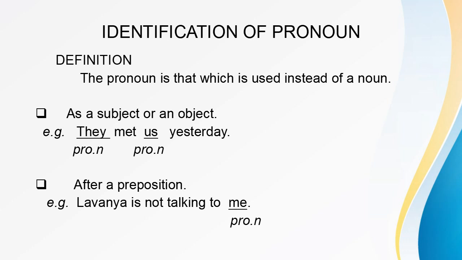Now let us see the second rule of the pronoun: after a preposition. The same rule is given for noun also. Lavanya is not talking to me. Note down the example sentence, my dear students. Lavanya is not talking to me. In this sentence, what is the preposition? Can you tell me? Yes, my dear students. To is the preposition. After the word to, you can see the word being displayed on the screen. That is me. So me must be a pronoun.